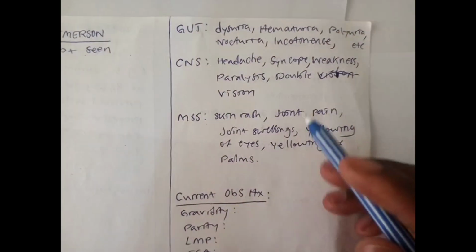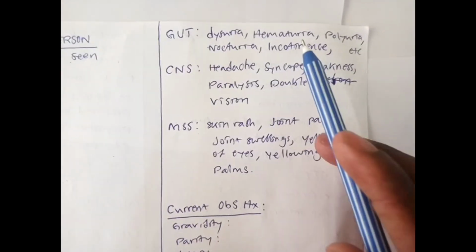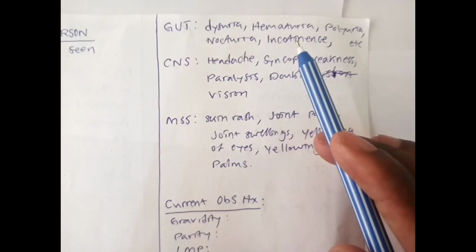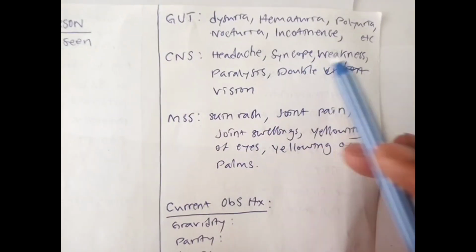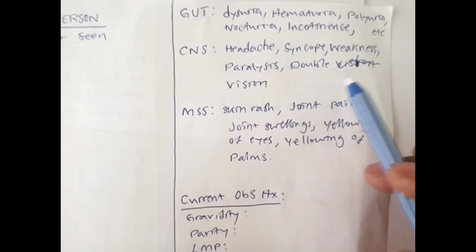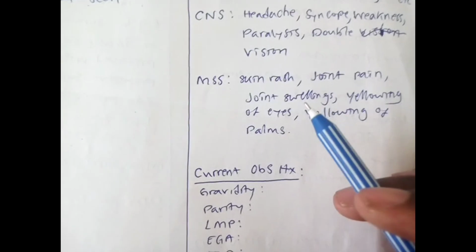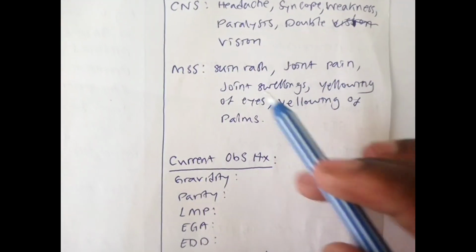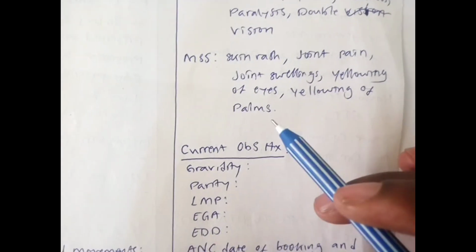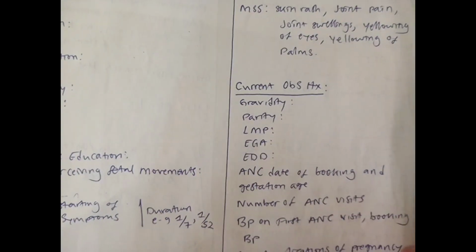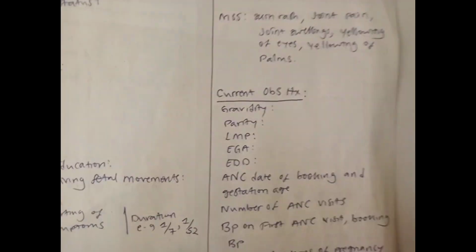the GUTs. So ask about dysuria, hematuria, polyuria, nocturia, incontinence, etc. Then CNS: headache, syncope, weakness, paralysis, double vision. Then MSS: so ask about skin rash, joint pain, joint swelling, yellowing of eyes, hearing of palms. Then that's all in the review of systems.